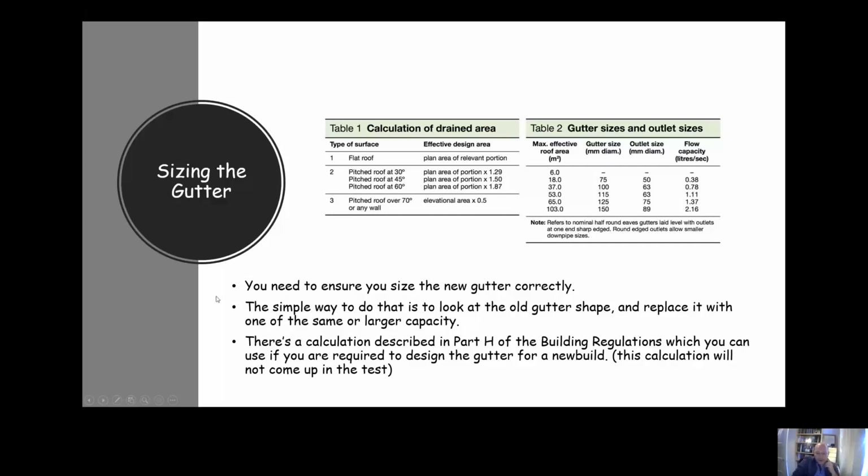But there are calculations you can do. They're described in Part H of the building regulations. You can see it here. There's also a slightly different calculation described in BS EN 12056 as well. Both of these will essentially tell you what capacity of gutter you're going to need. But luckily, we don't need to worry too much about this, because the calculation's not going to come up in the test. And like I say, in real life, generally speaking, you just fit the same gutter shape or one with a larger capacity if you ever do work on an existing property.